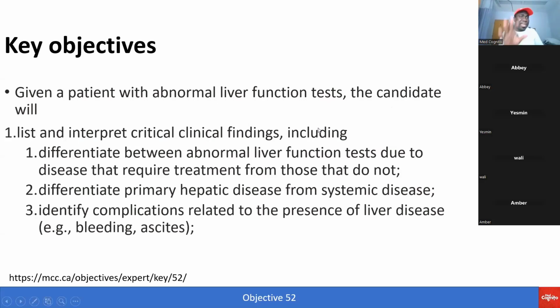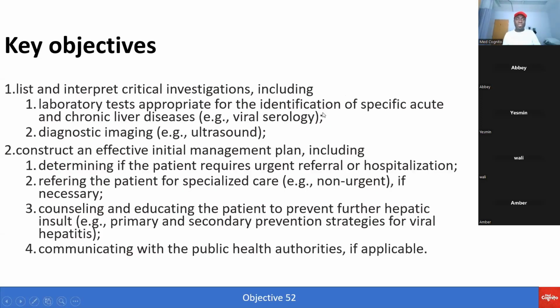And then the other key objectives, and I don't want to waste your time with that, but one of the things I want you to do is laboratory tests which are appropriate for the identification of specific acute and chronic liver diseases.